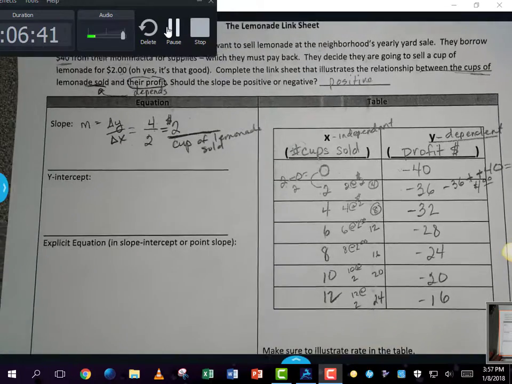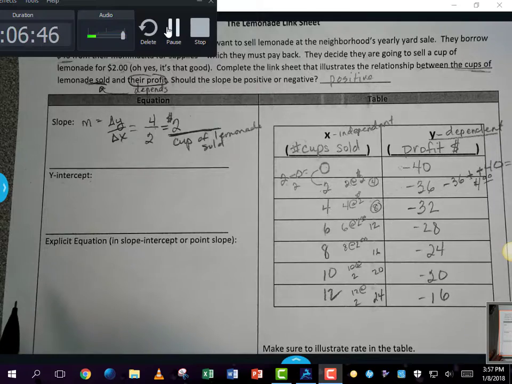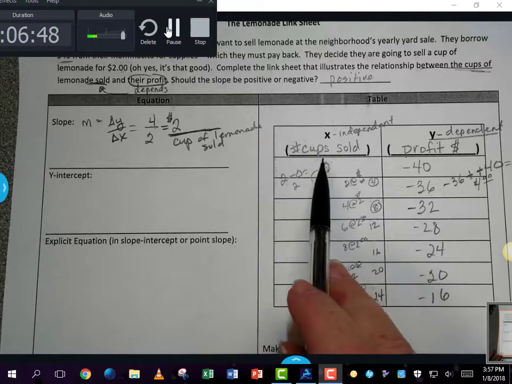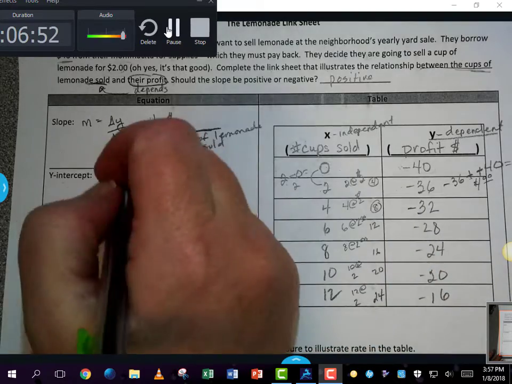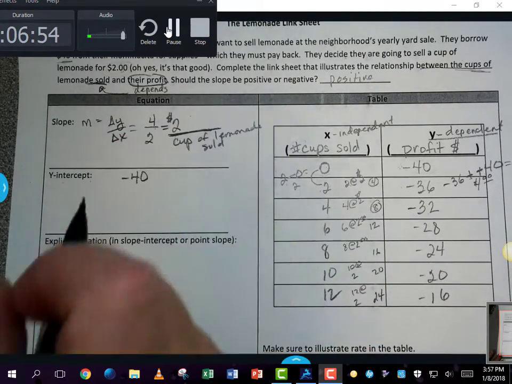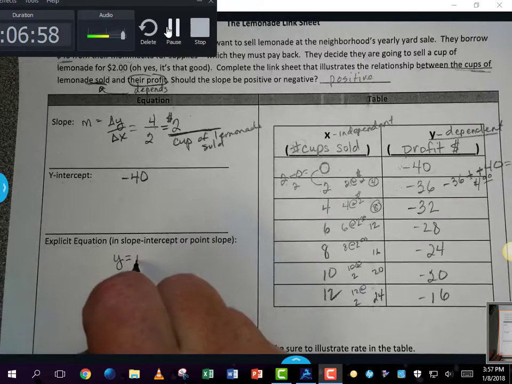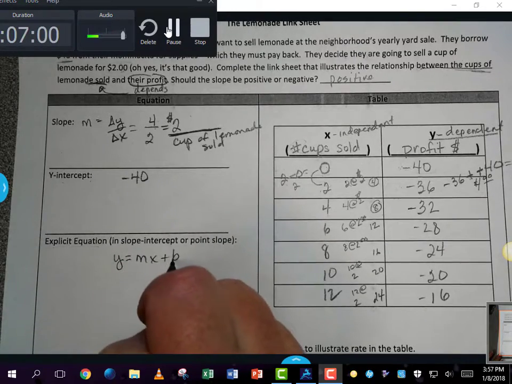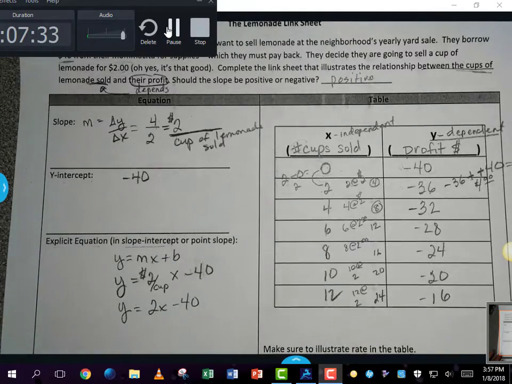Okay? The y-intercept. We have the y-intercept when the value of x is equal to 0. Well, here the value of x was equal to 0. They owed $40, so the y-intercept here was negative 40. Write the explicit equation. I'm going to write it in the form y equals mx plus b, which is the slope-intercept form. Okay, so here's our explicit equation.